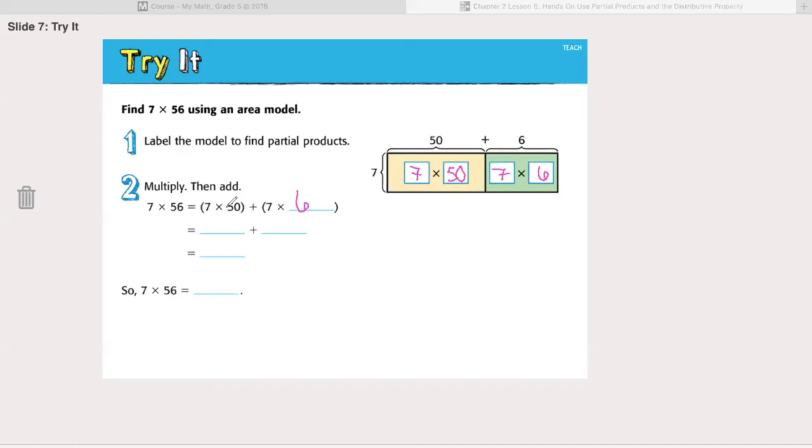To find 7 times 50, I'm going to notice that that is a power of 10. 7 times 5 is 35. And I'm going to transfer that 0. 350. 7 times 6 is 42. If I add up those partial products, I then get 392. So 7 times 56 is 392.